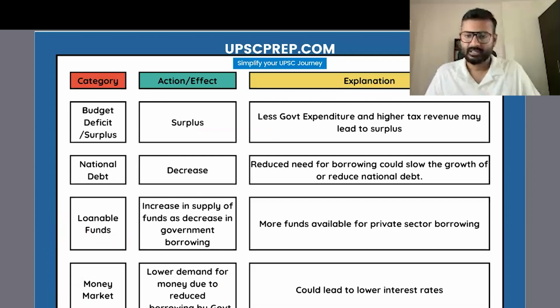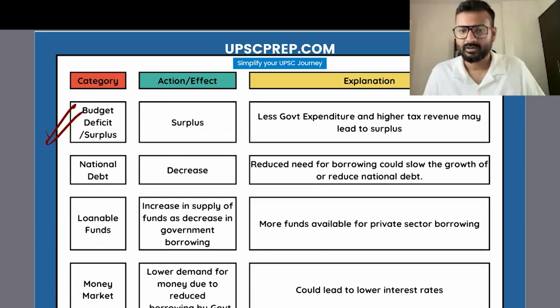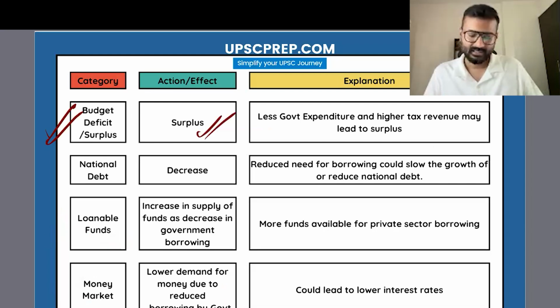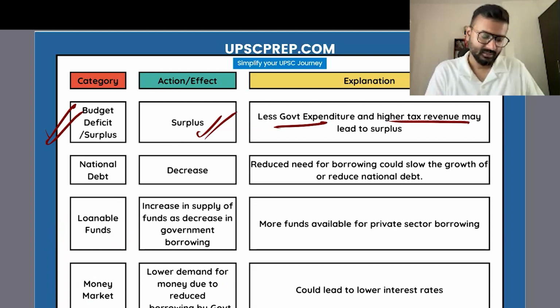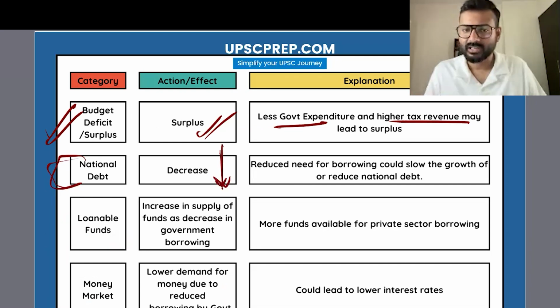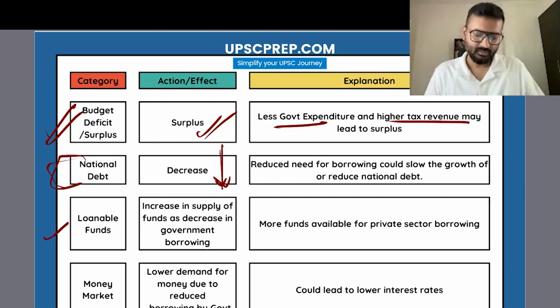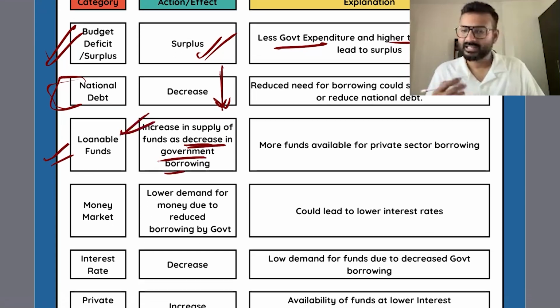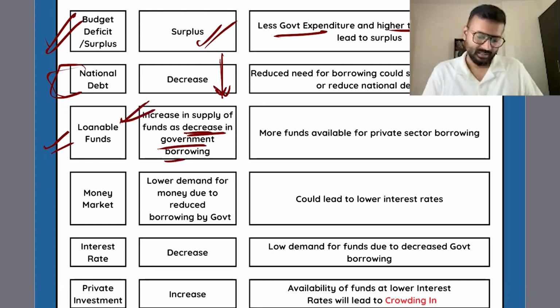What happens to the budget, is there a deficit or surplus? Now here the government spending has decreased and the government tax revenue has increased, so there is a surplus, right? Less government expenditure, high tax revenue. What happens to the national debt? National debt will decrease because now the government has to borrow a lesser amount, or if there is a surplus, the government will repay some debt, right? What happened to loanable funds? Now the government is not borrowing as much, right? There is a decrease in government borrowing, so an increase in the supply of funds, which means more funds available for private sector borrowing.